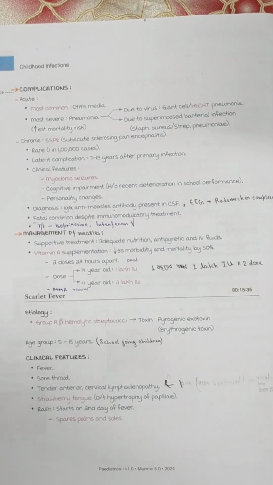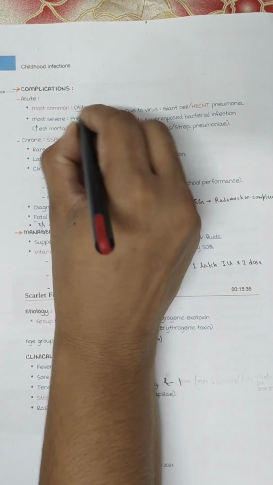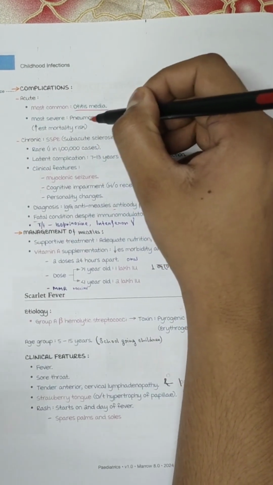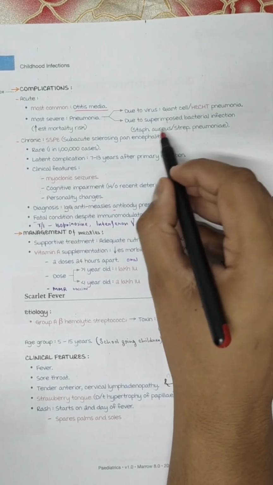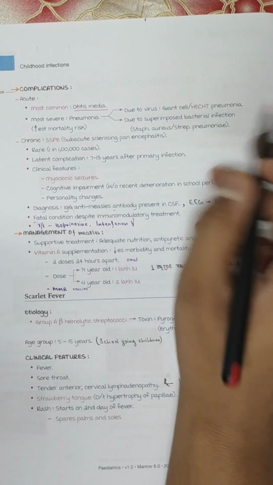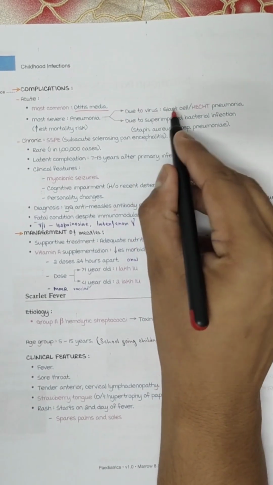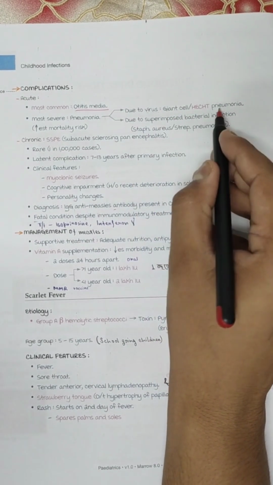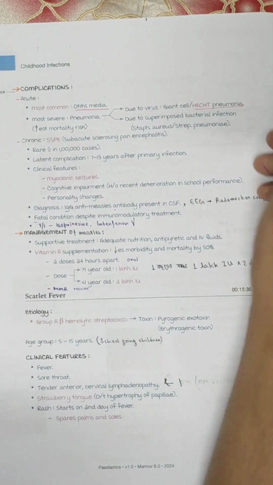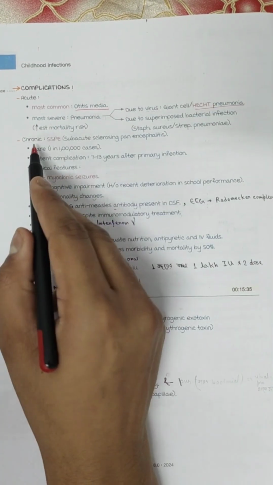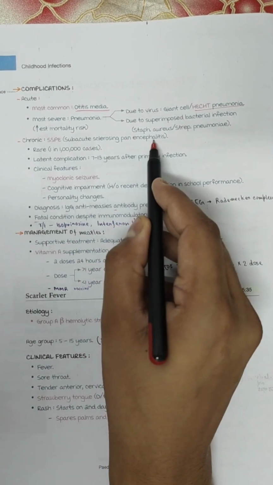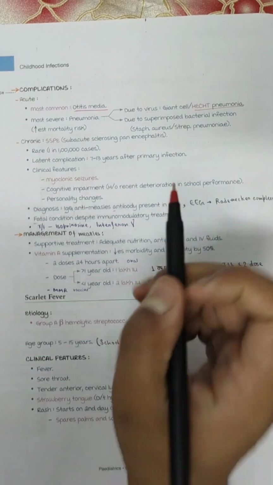The most important complication is otitis media, which is the most common acute complication. Most severe is pneumonia. Pneumonia due to obviously Streptococcus pneumoniae or Staphylococcus aureus, or due to virus, that is giant cell pneumonia or Hecht pneumonia due to virus in measles. Okay, the chronic complication is subacute sclerosing panencephalitis, it is a rare condition.